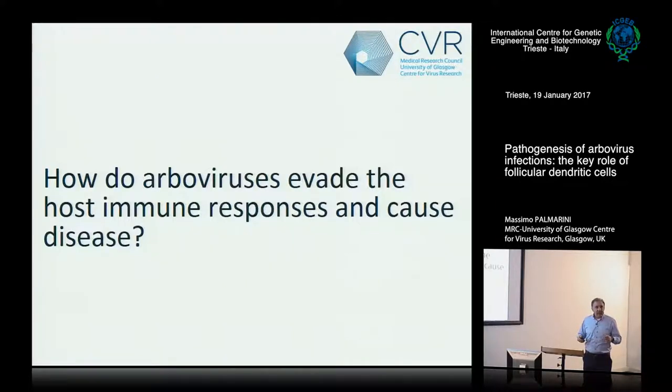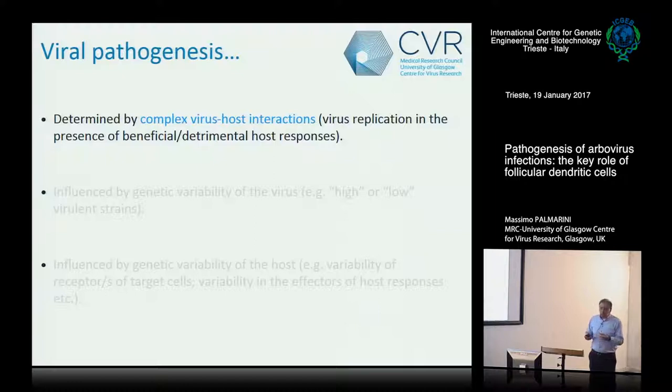So I'll spend a couple of minutes trying to convince you why I use sheep, and why they actually have a unique role in trying to understand viral pathogenesis. So first of all, viral pathogenesis is really determined by the complex virus-host interaction. This is viral replication in the presence of either beneficial or detrimental host responses. And that's how viruses cause disease.